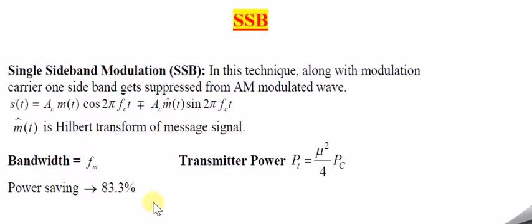So definitely, as I said, power will be saved, and if you substitute all these things, you will come to know that 83.3% power saving is achieved in case of SSB type of modulation, whereas in case of double sideband suppressed carrier modulation, the power saving was 66.67%. Okay, and this is for mu equals 1. So this means the modulation index is 1.